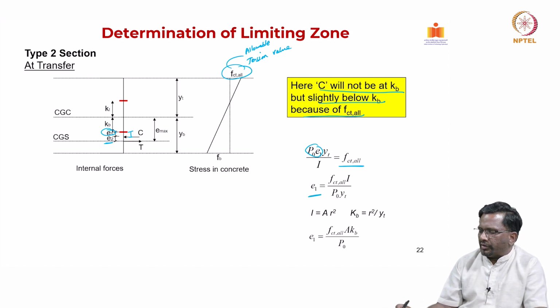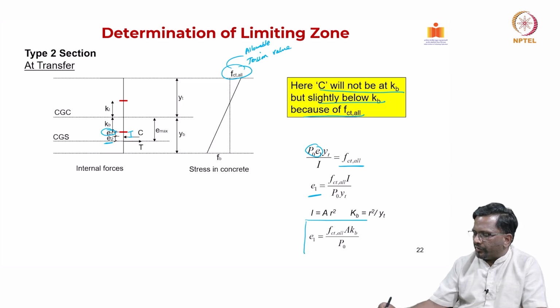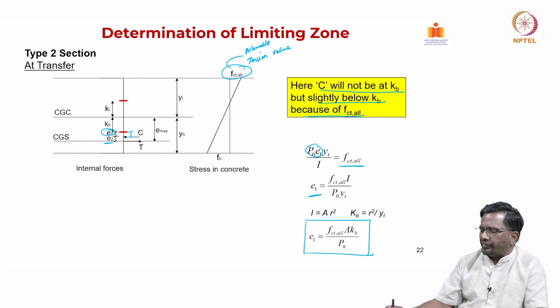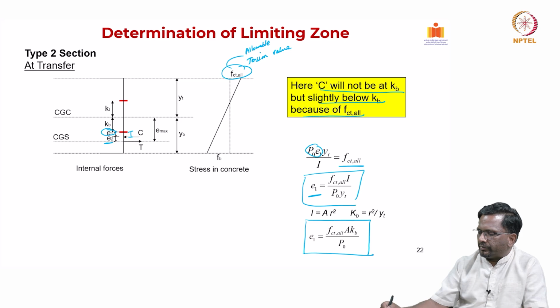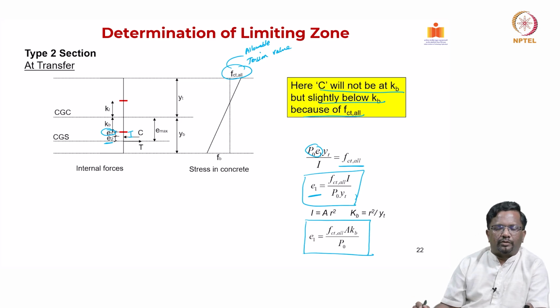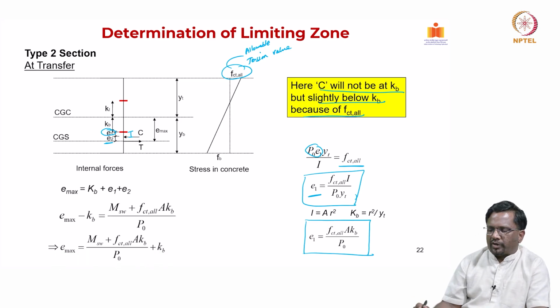Now I know I is equal to A R square, and KB, the lower component, is R square by YT. So I can find an expression for E1 in terms of FCT allowable and other section parameters: FCT allowable times A into KB by P naught, or you can keep it like this also. Okay. So now what is the maximum eccentricity that is allowable?